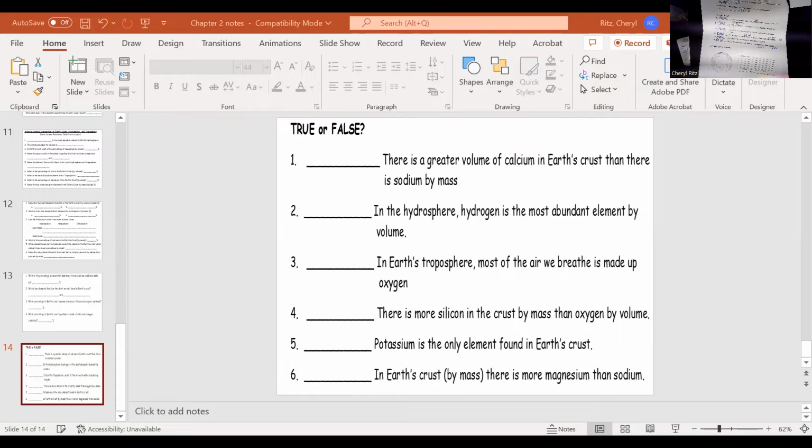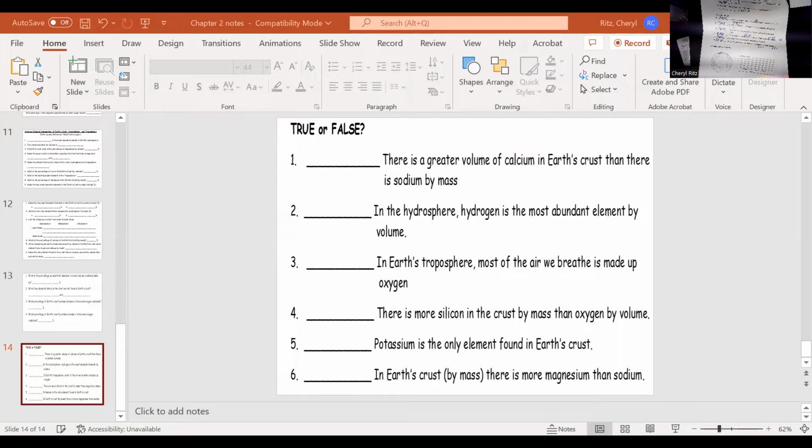So latitude and longitude is nothing more than graph paper put over the globe. Is that actually water? It is actually water. Yeah, it's actually water. All right, everybody got that?